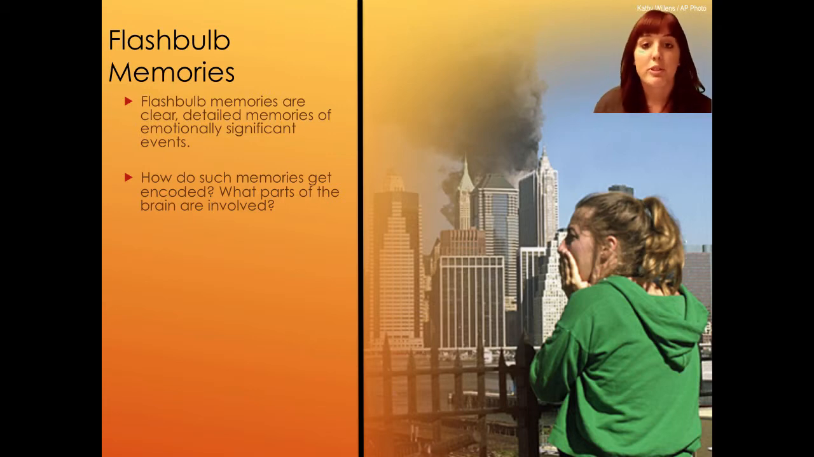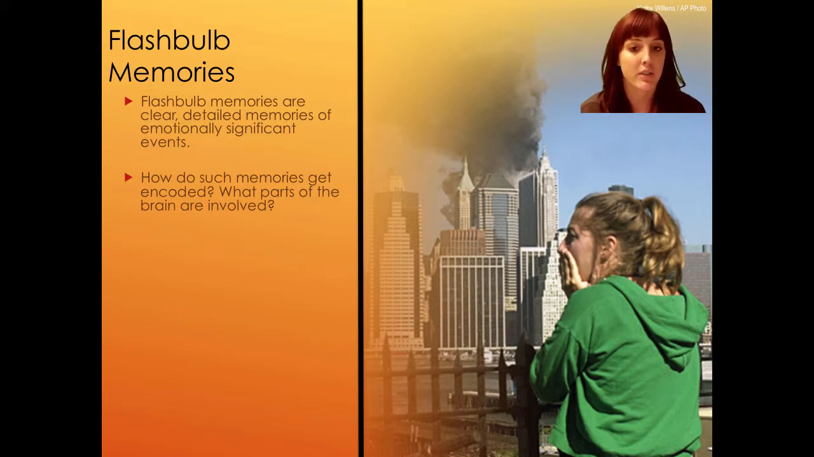But flashbulb memories don't have to be traumatic for a large group of people. It could often be traumatic for just one person. Deaths in the family may be such traumatic events that you remember exactly where you were when you got the phone call or when you heard the news. And they're just very emotionally influencing memories that seem to be etched in your brain like a photo.